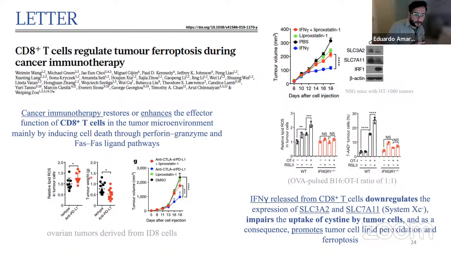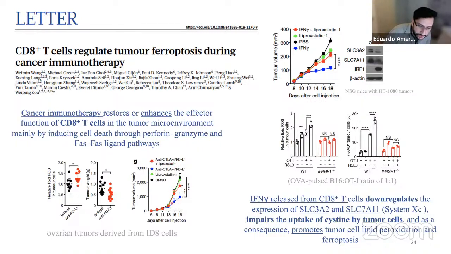Because lipid ROS is important for ferroptosis, they thought, maybe the enhanced activity of CD8 T cells, and they show in the paper that when you do this kind of therapy you see more CD8 effector activation, maybe ferroptosis is playing a role in suppressing the tumor growth. So what they decided to do is treat mice that were under immunotherapy, like PD-L1 and CTLA-4 therapy, with a lipid peroxidation inhibitor.